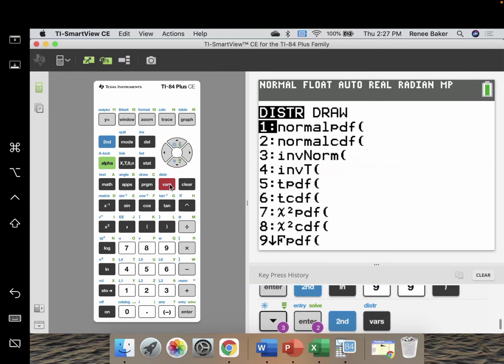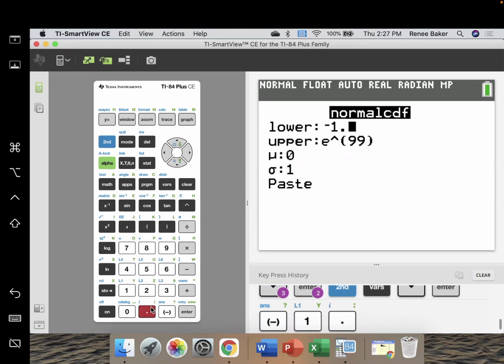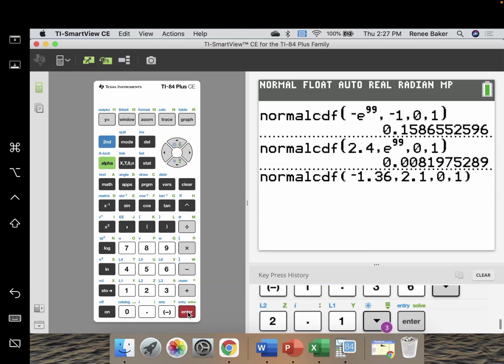So I'm going to go again to second vars, choose number 2. My lower bound is negative 1.36. My upper bound is 2.1. My mean and standard deviation are the same. And I get 0.8952.